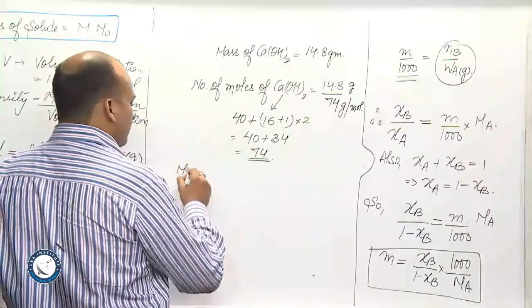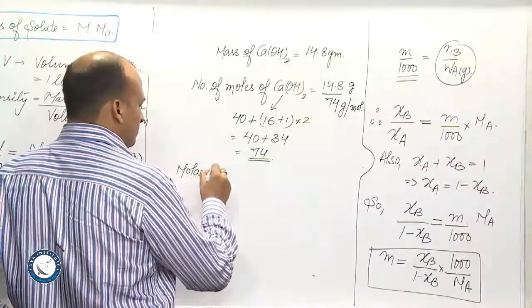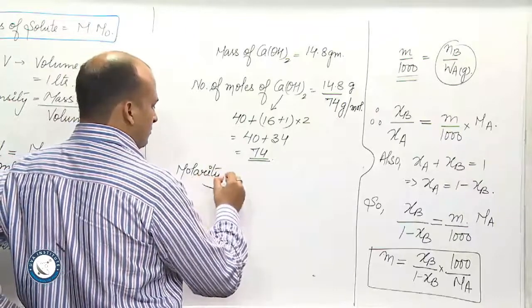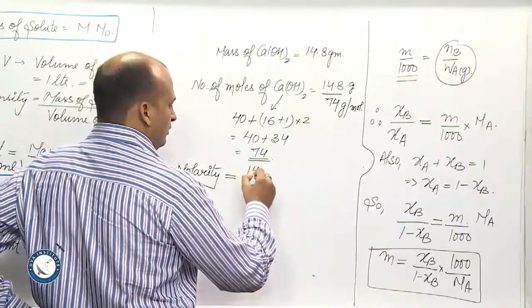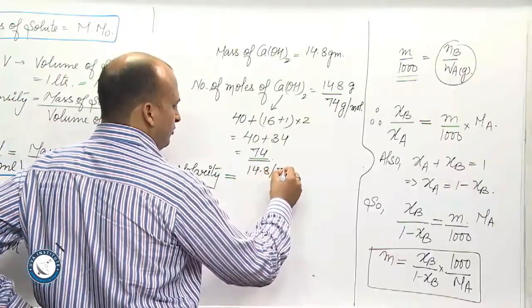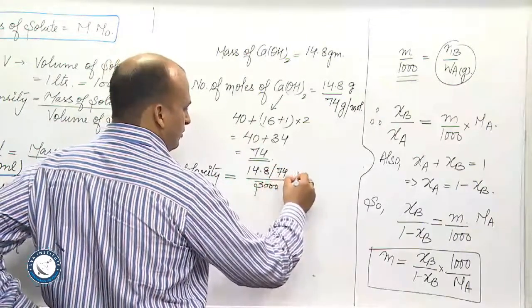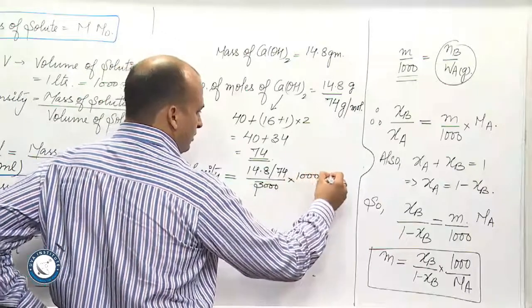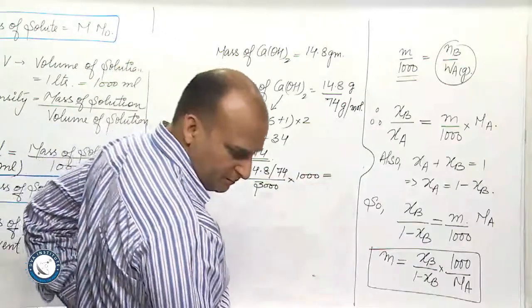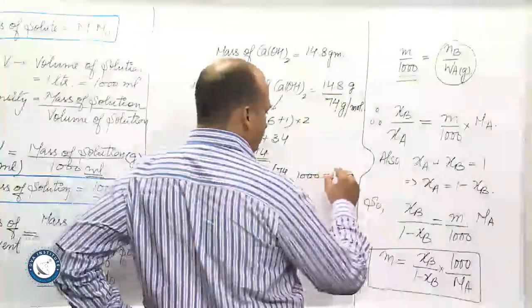And then he says you have to find out molarity. (14.8 by 74) divided by 3000 multiplied by 1000. So the answer came out to be 0.067 molar.